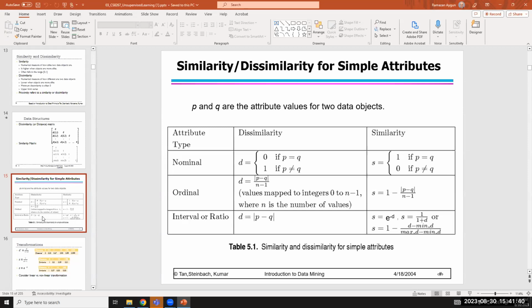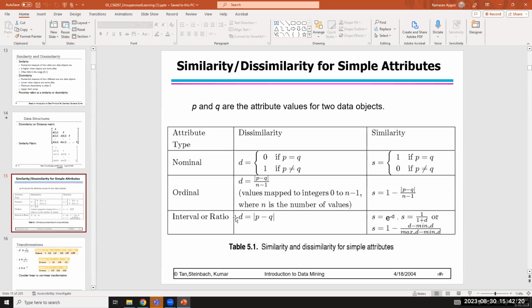For ordinal attributes, this is an approximation, and it's not guaranteed to work. If you know the values P and Q, you may rank them. For example, we have poor, average, good: three values, mapped to 0, 1, 2 in this case. So what is the distance between good and average? You can use this type of formula. First map the values to numeric values 0, 1, 2, and apply it. In this case, you can use similarity as 1 minus distance.